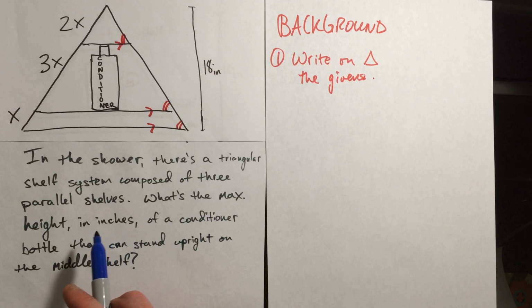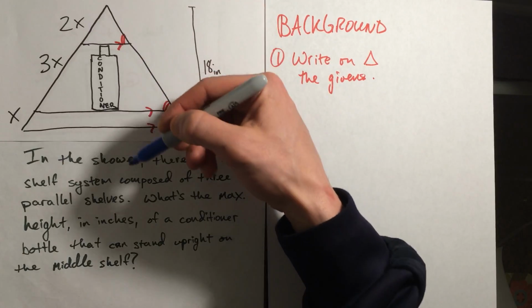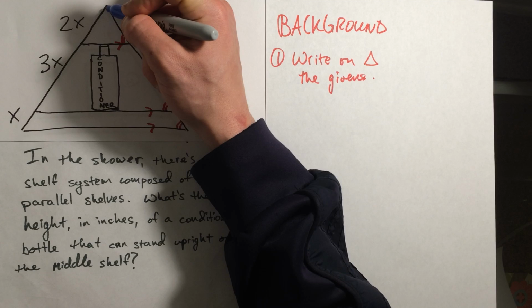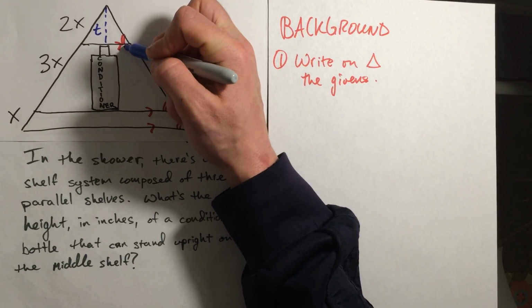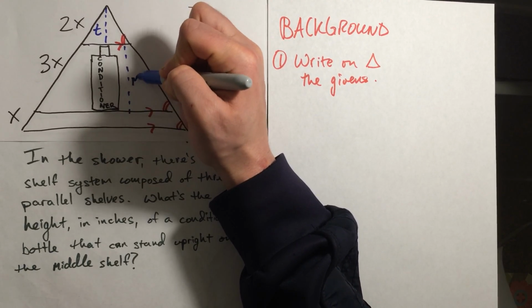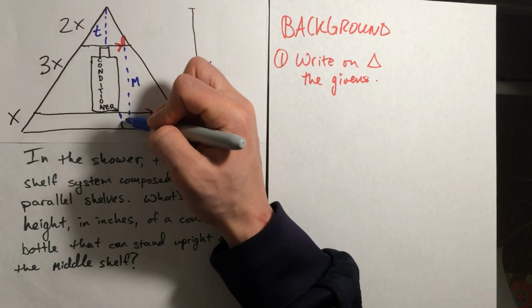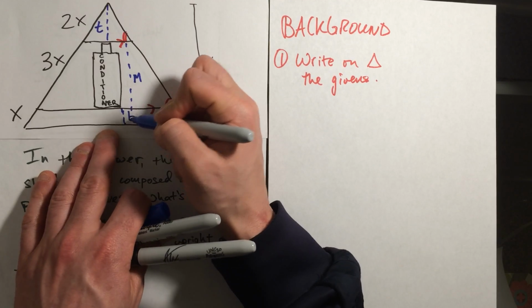It says here we want to know the maximum height in inches of the conditioner bottle on the middle shelf. So it looks like we have 3 different heights. So let's give them letters. This can be hard at first, but you have to be confident. Let's call this the top, T. Let's call this the middle, M. And let's call this bottom one just B, bottom.